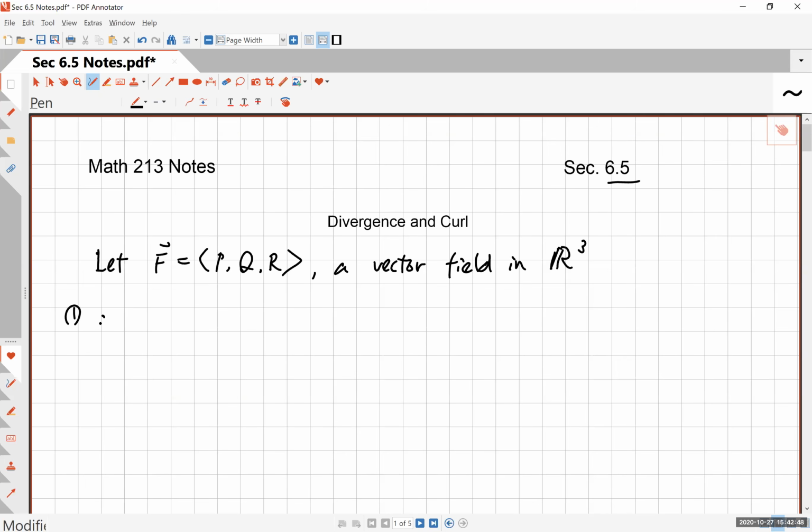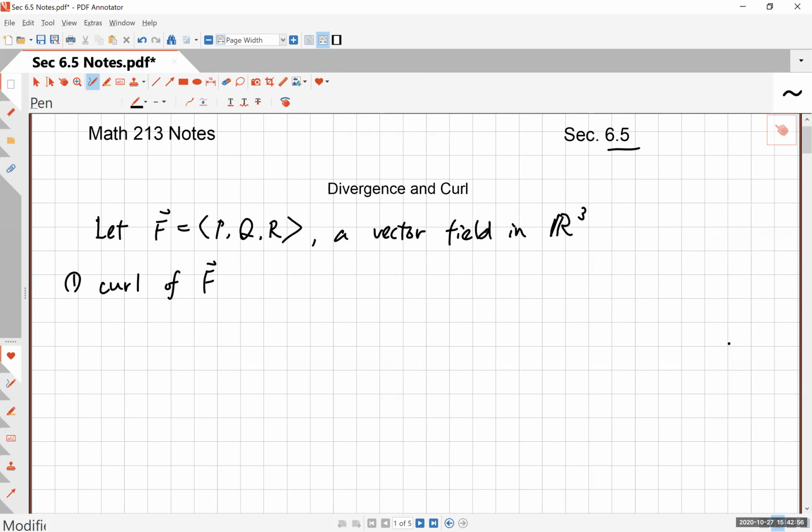So number one, the curl of F. I'm going to do the curl first, even though the book has the divergence first. Curl of F, CURL of F. This is rather tricky, so let me tell you what it is first. It is the partial of R with respect to Y minus the partial of Q with respect to Z, comma, P_z minus R_x, comma, Q_x minus P_y.